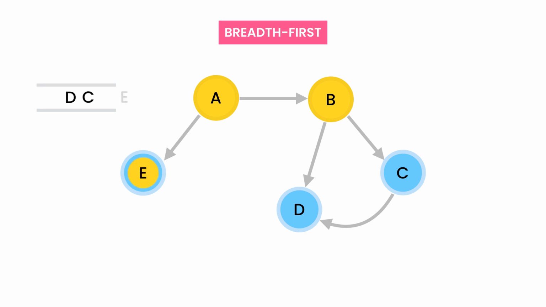Next, we process the E, but this node doesn't have any neighbors, so we're not going to add anything to our queue. Now we take out the C, we visit it and add its neighbor to our queue. Next, we remove the D and visit it. This node doesn't have any neighbors, so we take out another item from our queue. It's the D again. We're not going to visit it twice, so we ignore it. Now our queue is empty and our traversal is complete.